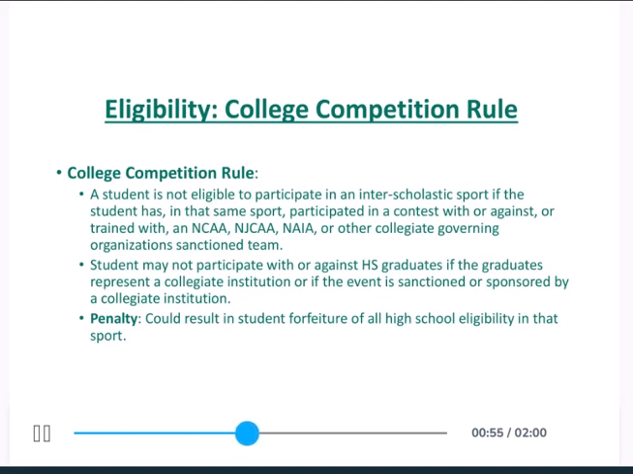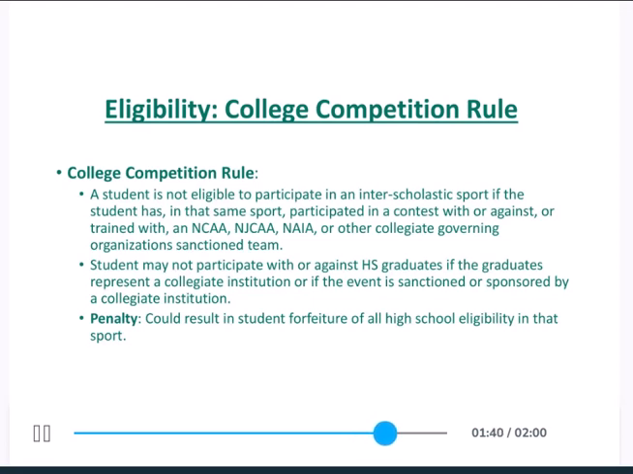So looking at this rule, students are not eligible to participate in any interscholastic sport if the student has in that same sport participated in a contest with or against or trained with an NCAA, NJCAA, NAIA, or any other collegiate governing organization sanctioned team. Students cannot participate with or against high school graduates if the graduates represent a collegiate institution or if the event is sanctioned or sponsored by a collegiate institution. The penalty a student could incur is, again, forfeiting all of their high school eligibility in that sport.